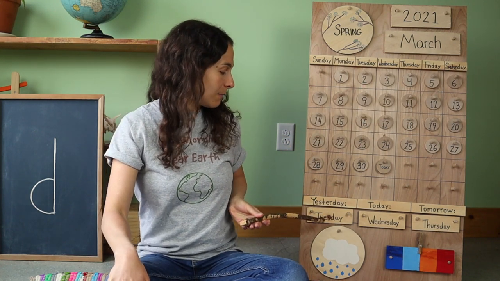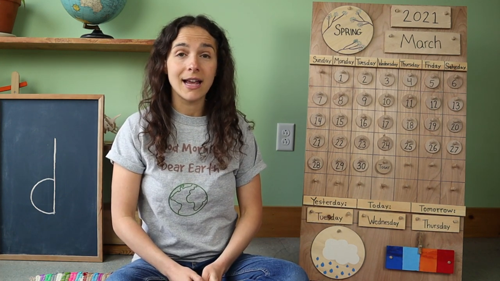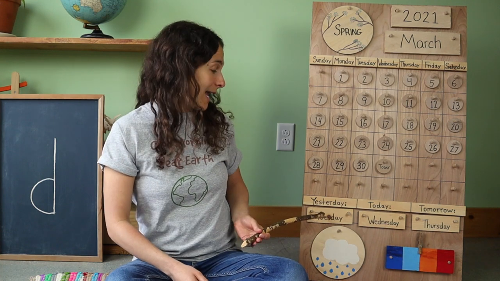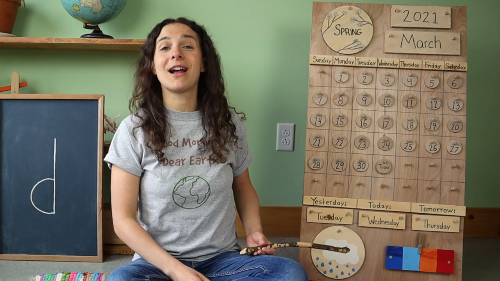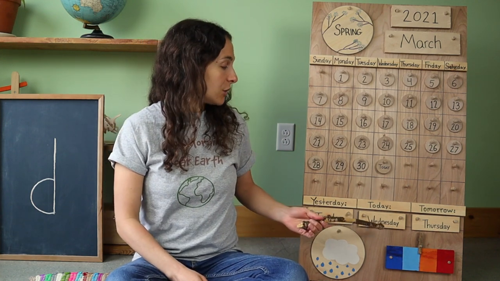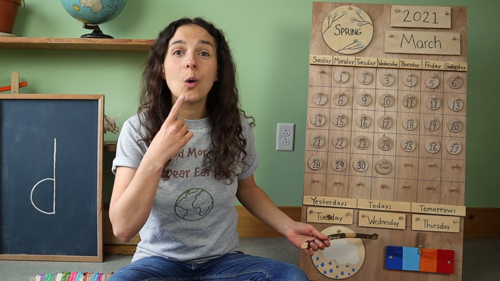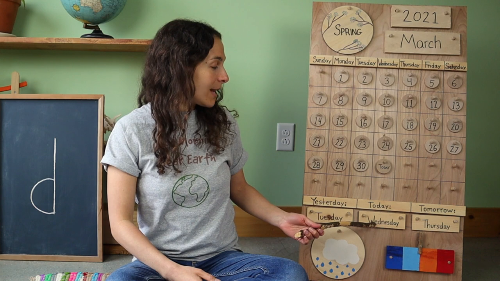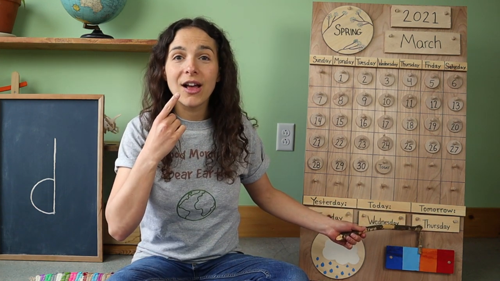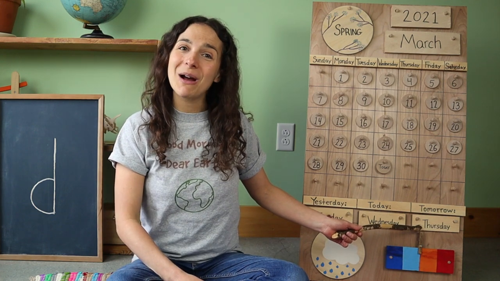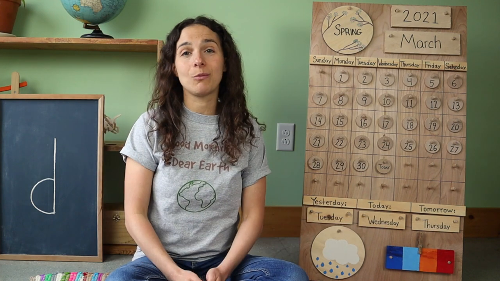Let's travel back down to the bottom of the chart. Do you remember what the day was yesterday? Here's your clue. Yesterday was Tuesday. Great memories, friends. Yesterday was Tuesday. So that means that today is Wednesday. Today is Wednesday. So tomorrow will be Thursday. Tomorrow will be Thursday.